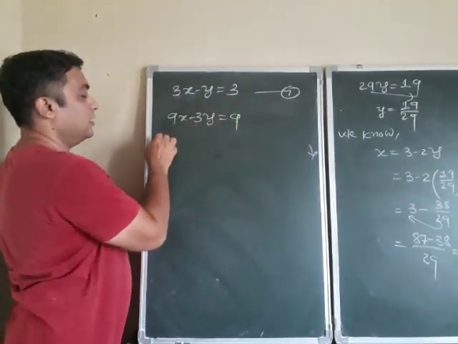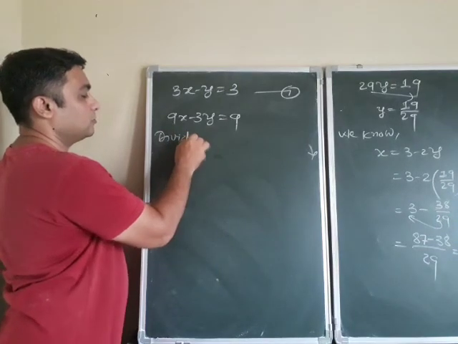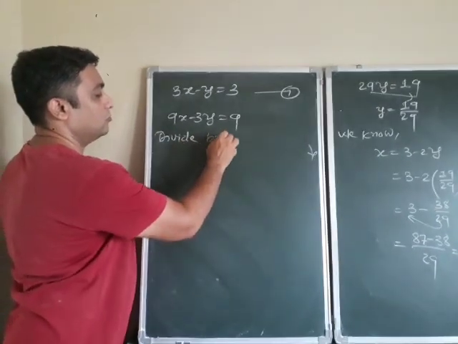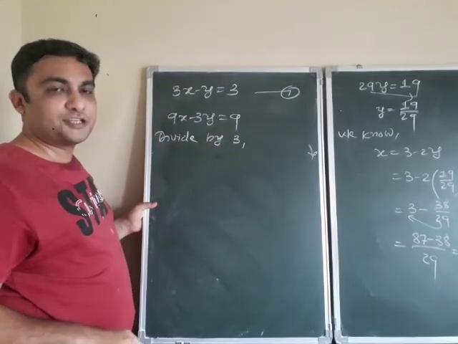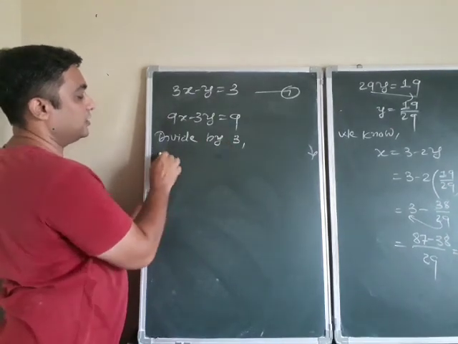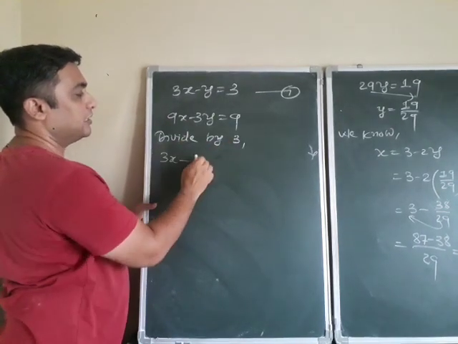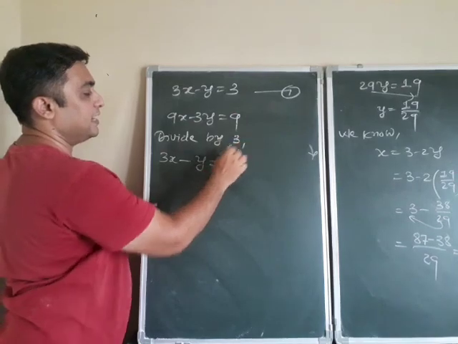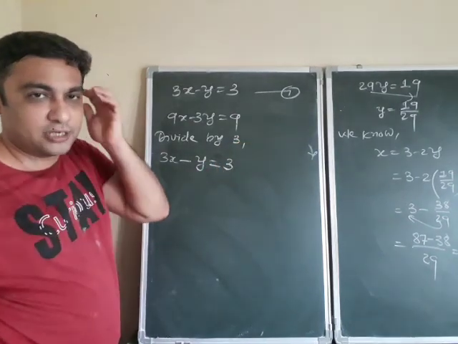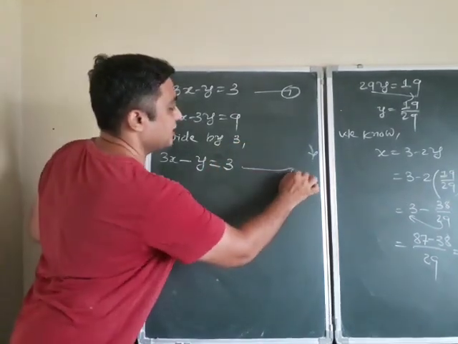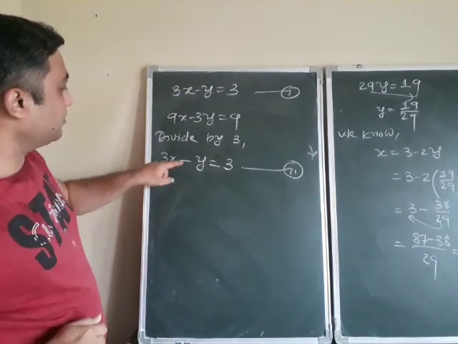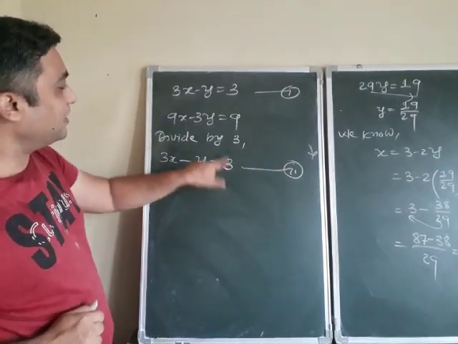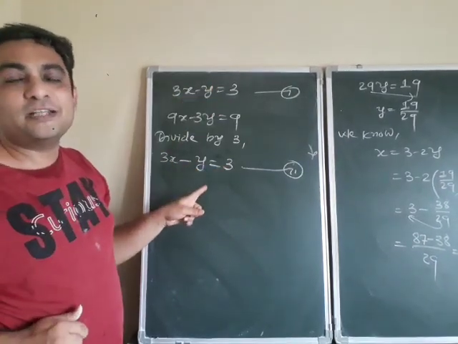Fine. And here divide by 3. So this equation I divide by 3. So 9 upon 3, that is 3x minus 3 by 3, so that is y, and 9 by 3, that is equal to 3. चलिए clear. And this I can say as second equation. Now let me observe this equation. See 3x minus y equal to 3. ये दोनों equation seems to be the same.